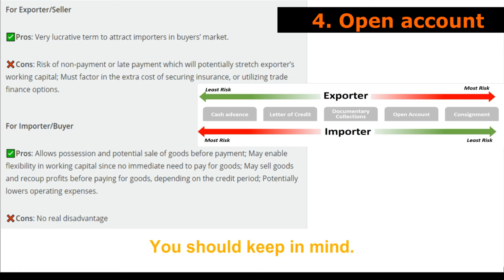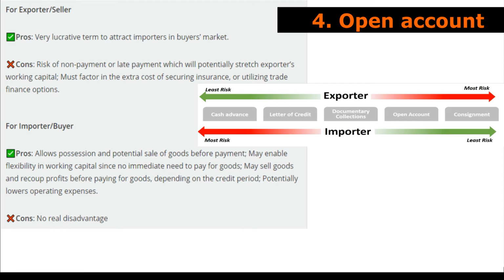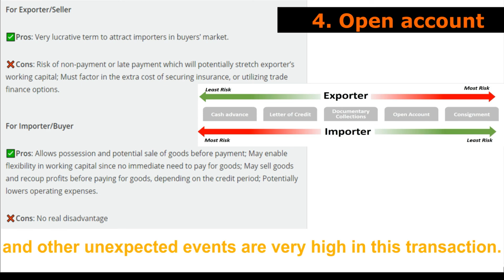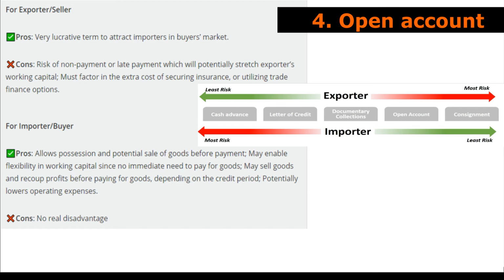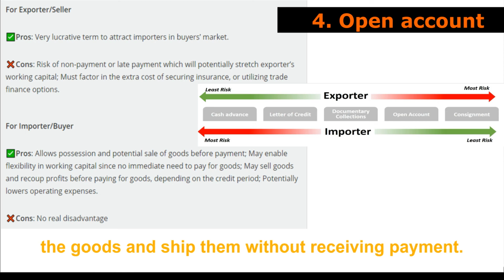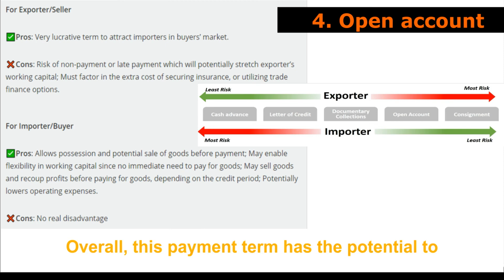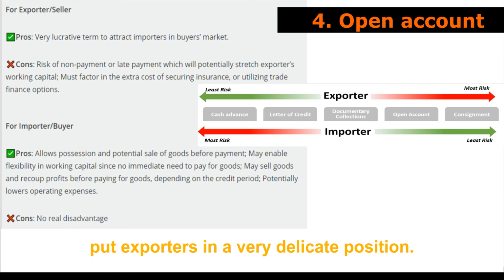However, you should keep in mind that open account is also very risky for exporters. The risks of non-payment, late payment, bankruptcy, and other unexpected events are very high in this transaction. In addition, exporters essentially have to produce the goods and ship them without receiving payment. This can leave them with less working capital than they would like. Overall, this payment term has the potential to put exporters in a very delicate position.